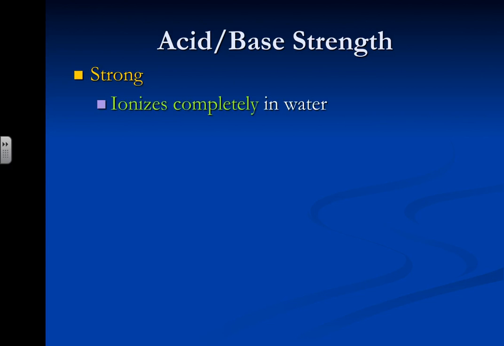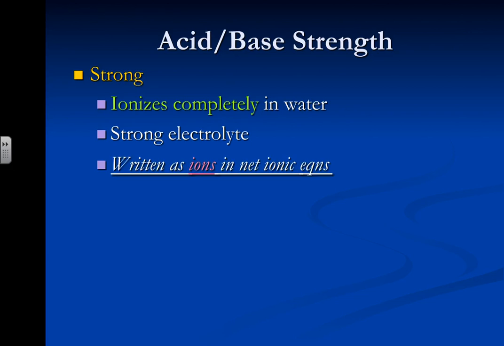So the strong ones, what it means to be strong means that if you put it in water, it's going to completely ionize, meaning it's going to completely and 100% separate into ions. It's also considered to be a strong electrolyte. When you think about electrolytes, it basically means that you've got ions in solution that have dissolved. That's really all it means. What you have to understand about these is that when you have strong acids, they always get written as ions in net ionic equations, and that's because they completely ionize.